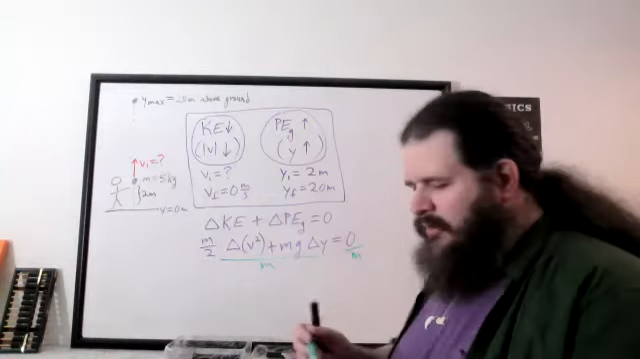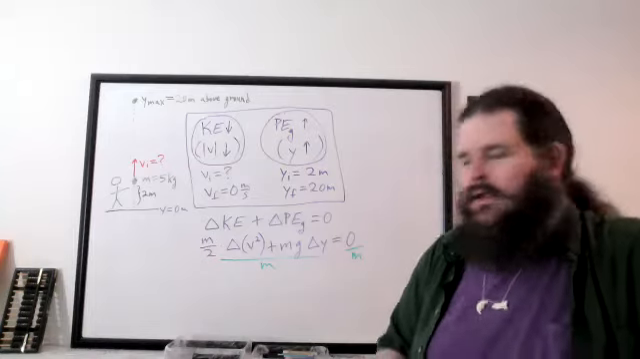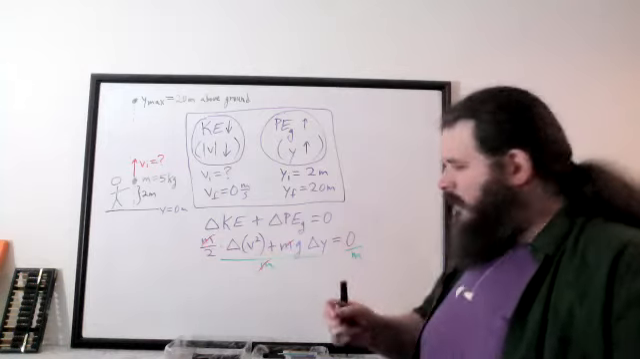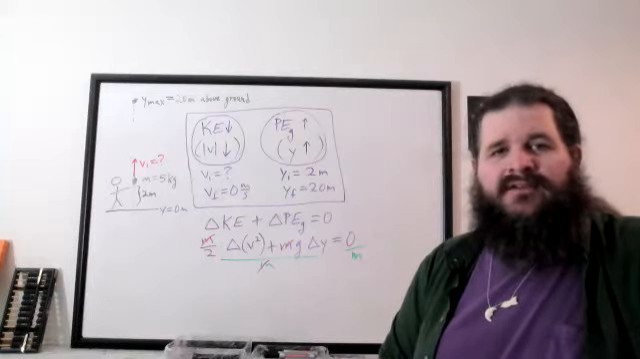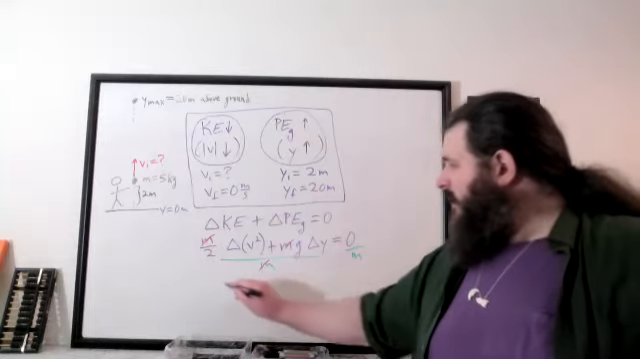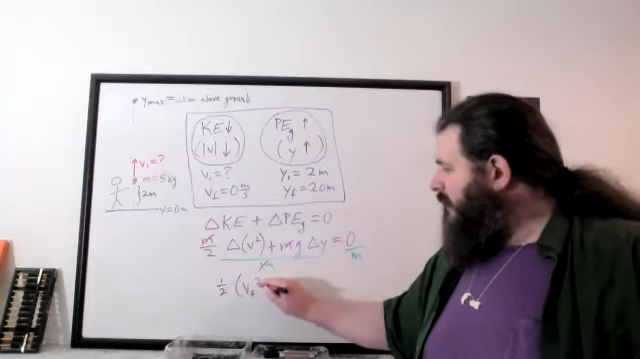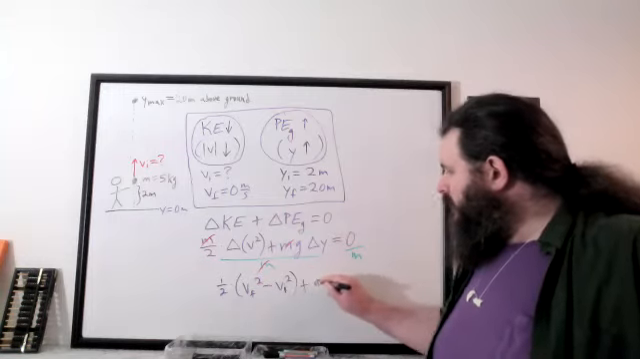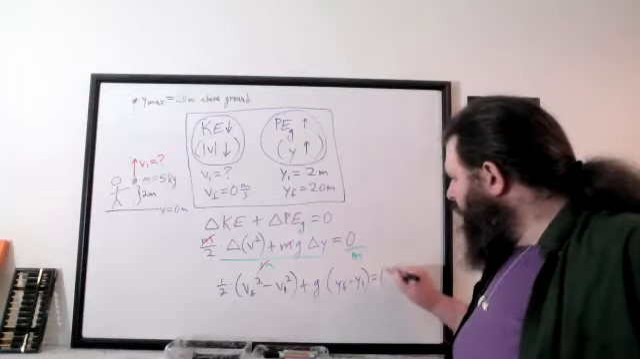Note that we wouldn't be able to do this if there was another term that didn't have mass. For example, air resistance would not have mass in it, so we wouldn't be able to cancel it out. Or if there had been a spring involved, the spring potential energy, 1/2 kx squared, doesn't include mass. So if there was a spring, we wouldn't be able to cancel out mass. But as it is, we just got 1/2 times, and I'll go ahead and fill in final minus initial, v final squared minus v initial squared, plus g times y final minus y initial, equals 0.